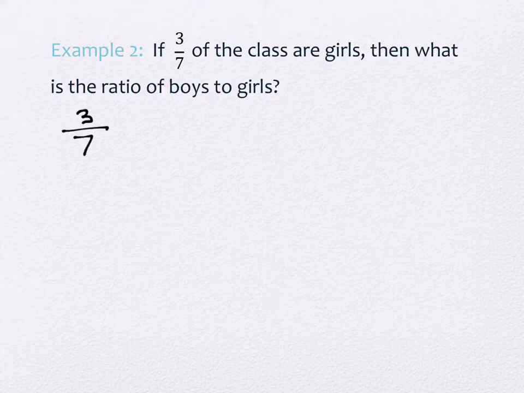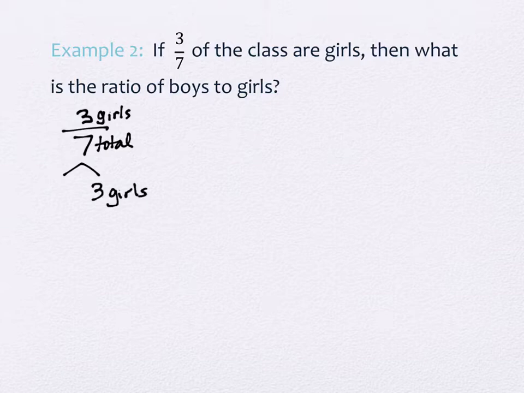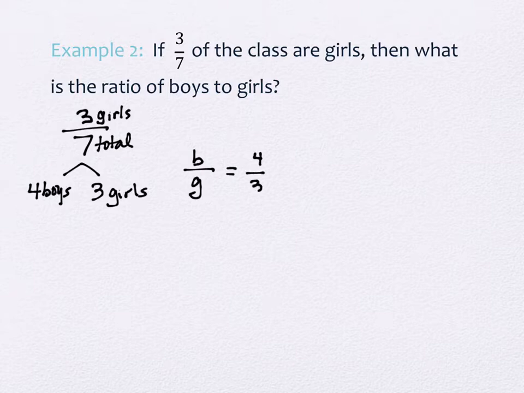So this is 3 girls, 7 total. But of the 7 total, 3 of them are girls, which means how many are boys? 4. There are 4 boys. So I've got the 4 boys, and the 3 girls out of the 7 kids total. Breaking the 7 apart, we can make the ratio of boys to girls. The boys are 4 now, and the girls are 3. So this is a 4/3 ratio, or you can do it as 4 to 3.